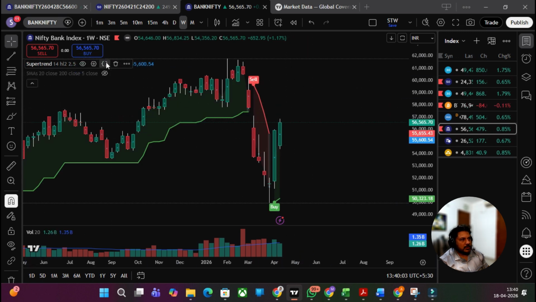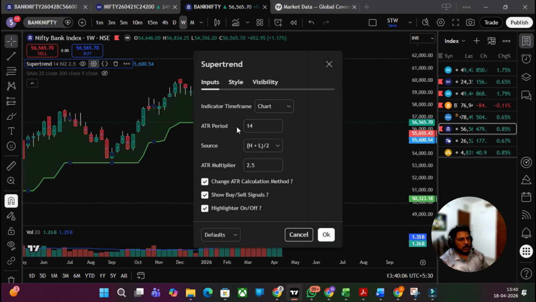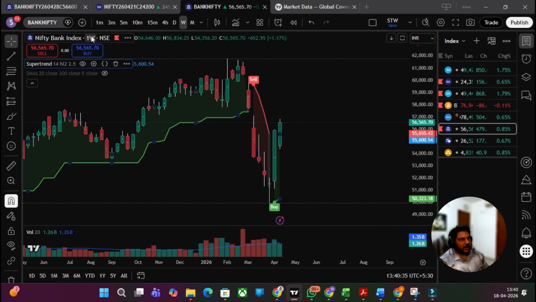So there are certain settings which you need to do. You go and change your inputs to 14 and the ATR multiplier to 2.5. Okay, and the source will be by default (H+L)/2. So keep this on, show buy signals, sell signals. Okay, I'll tell you how to use it. This is the only setting which you need to do. So this is an ATR period of 14 plus a multiplier of 2.5. And the chart which we are going to use is a weekly chart.